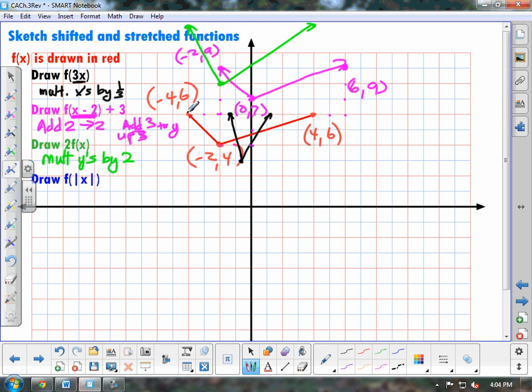And finally, drawing f of the absolute value of x. That is going to take all our x values and take the absolute value of them. So the -4, 6 is now going to become 4, 6. The -2, 4 is now going to become 2, 4. And the 4, 6 is still going to be 4, 6. And so it's going to look like that. And here. And then this part. And then that would be it for that one.